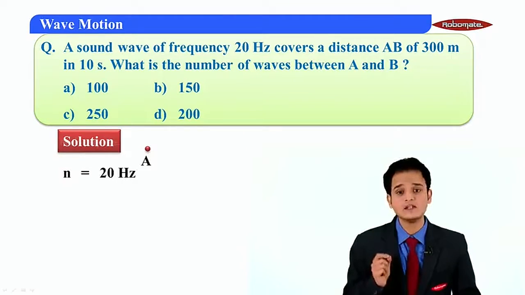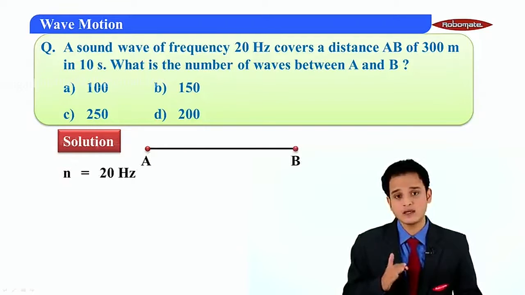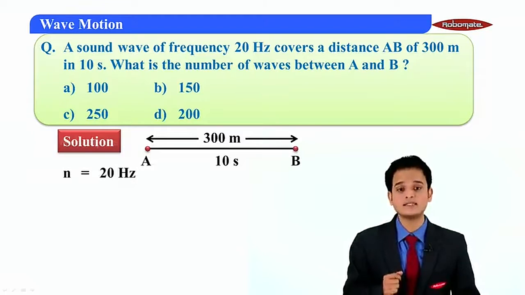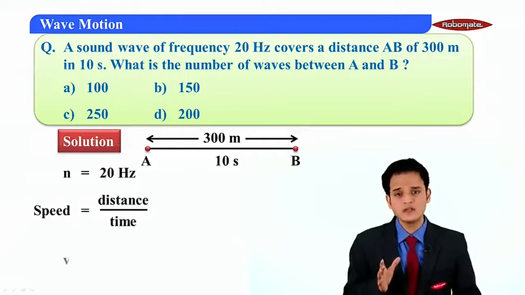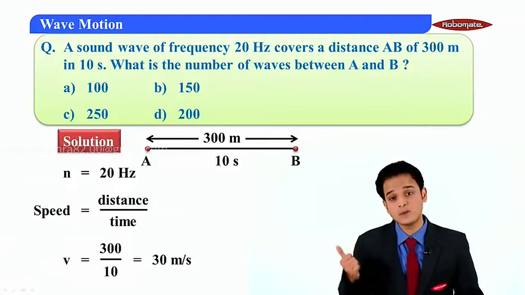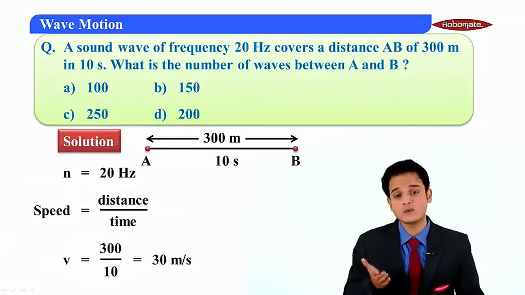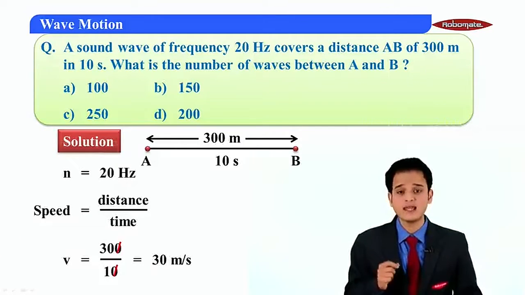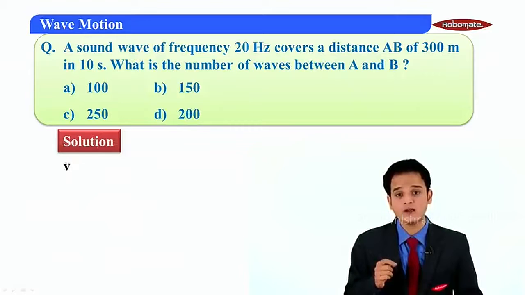Students, we have n is equal to 20 Hz. So further, if I am taking A and B, the distance is going to be 300 meters and the time taken is going to be 10 seconds. Now students, we know that speed is equal to distance upon time, which is nothing but in this particular case 300 upon 10, which is equal to 30 meters per second. So students, we have got the value of v and n. Let us go ahead and find out lambda.